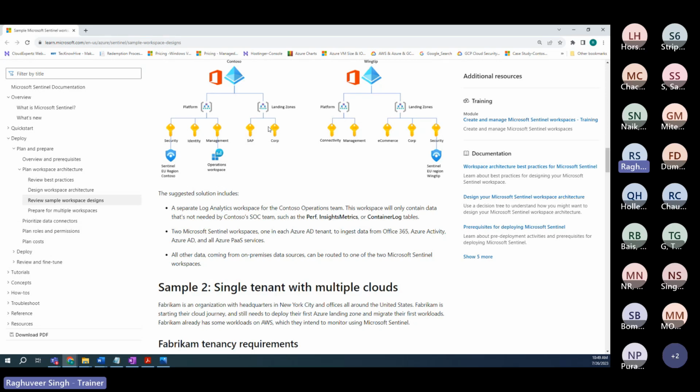Let me know if you have any questions while you are looking at this image. Just imagine that we have two separate workspaces, one in each tenant also existing, which is for the SOC team, something which is not shown here. And at this moment, they are not using Lighthouse.